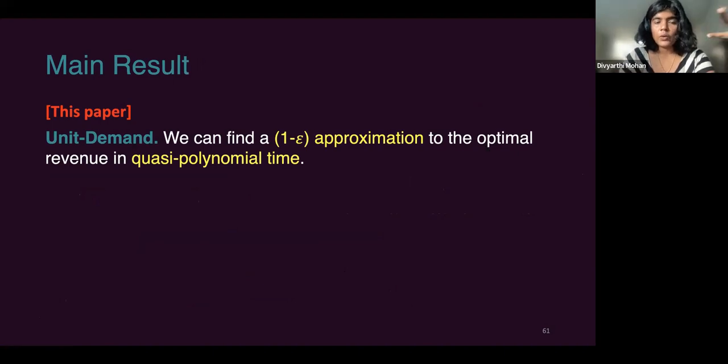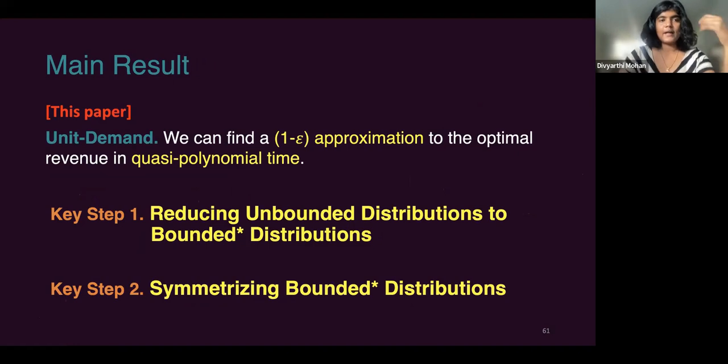Okay, and we do this in two key steps. One is the polytime reduction from unbounded distributions to almost bounded distributions. And two is a careful symmetrization of any almost bounded distribution to a closed symmetric distribution, preserving the revenue to get almost optimal revenue.